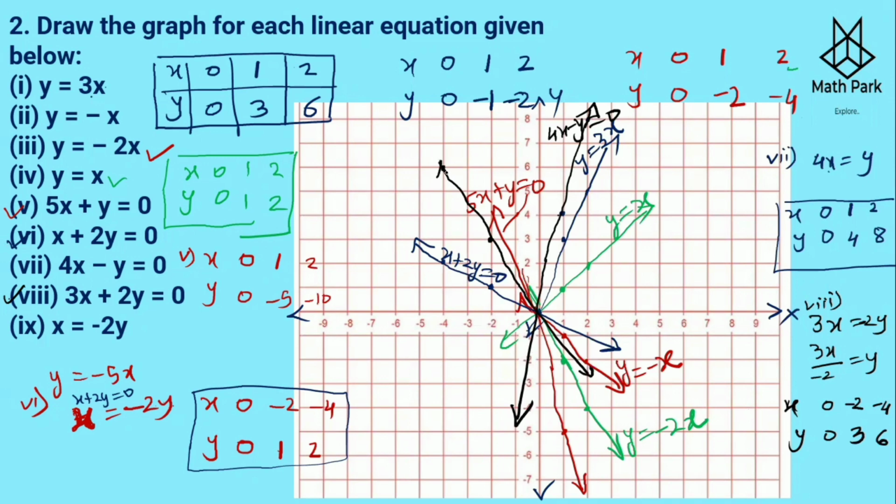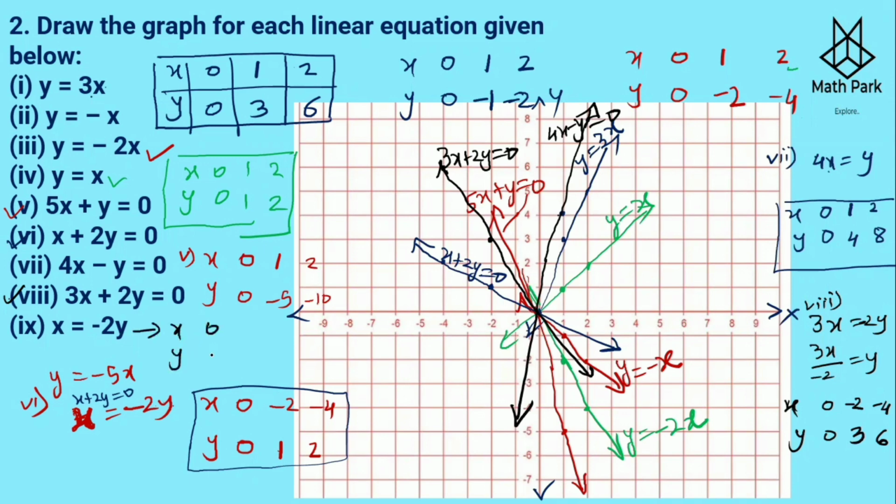So this is our line, which is 3x plus 2y is equal to 0. We have done with the 8. Now x is equal to minus 2y. If I put x is equal to 0, you are getting again y is equal to 0. So let us make a table for this line over here, x and y.